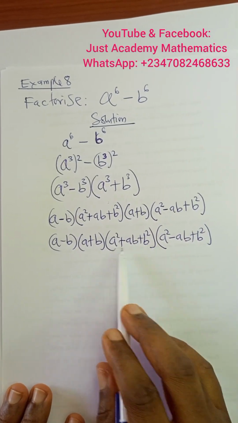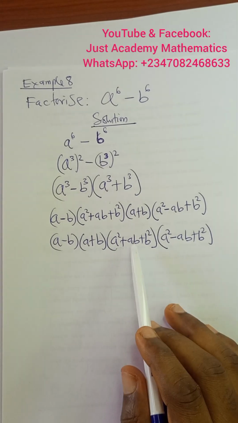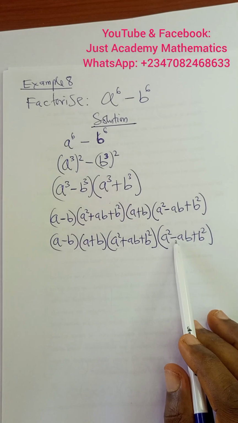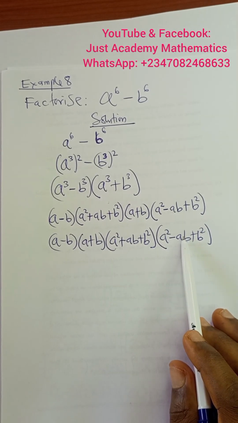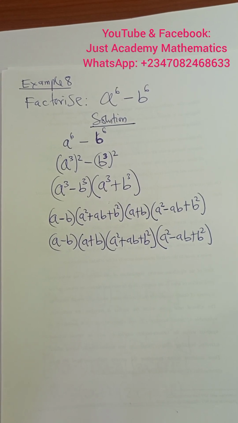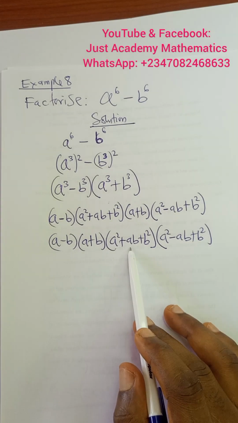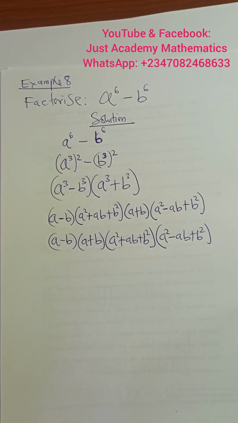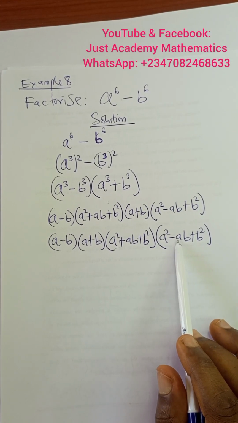Let's check if any of this can be factorized. Add to give you 1, times to give you 1. There is nothing like that. Add to give you minus 1, times to give you 1. There is still nothing like that. There is nothing like that. Add to give you minus 1 plus 1, times to give you 1. No way. Assuming it's 2, we will say minus 2 plus 1.